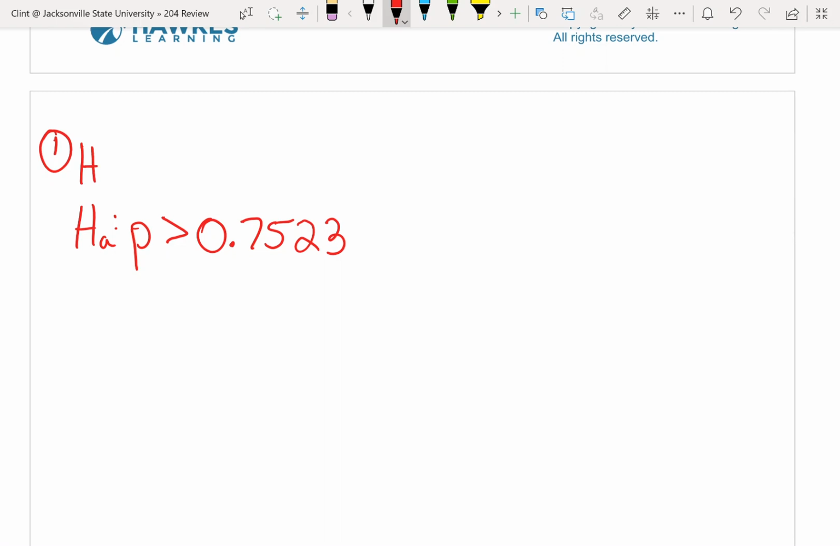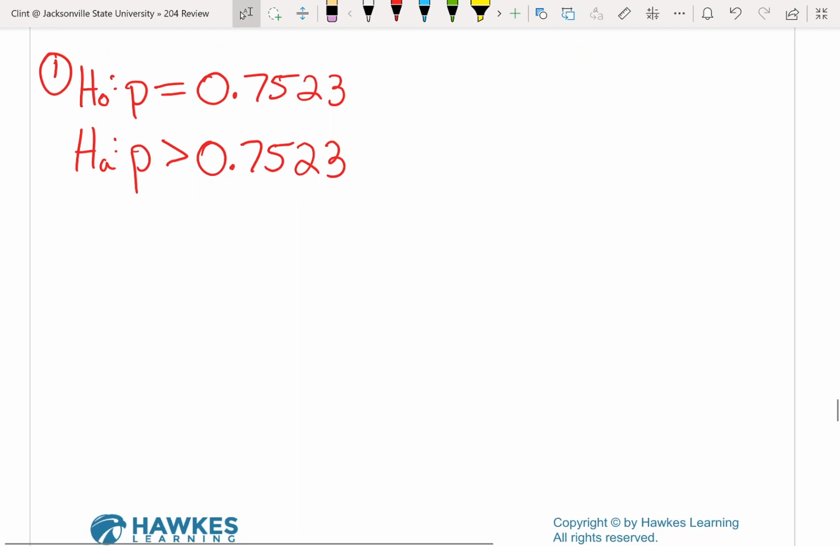And our null hypothesis would be that P equals 0.7523. Right? Again, we're testing for a proportion, so that's really all we need to know.